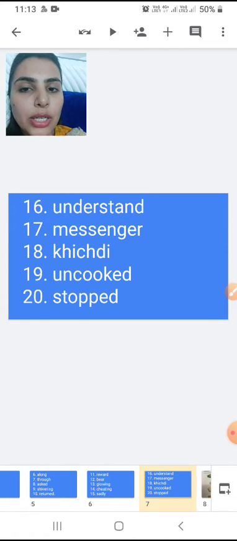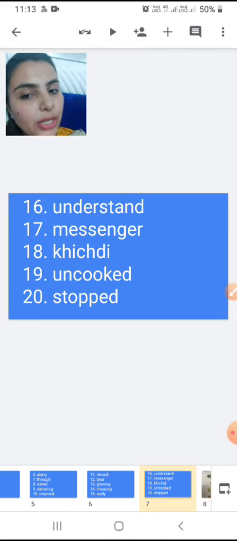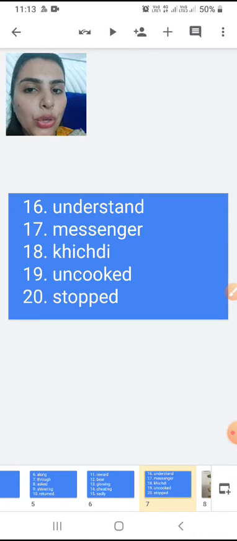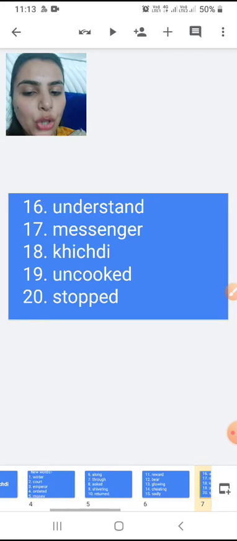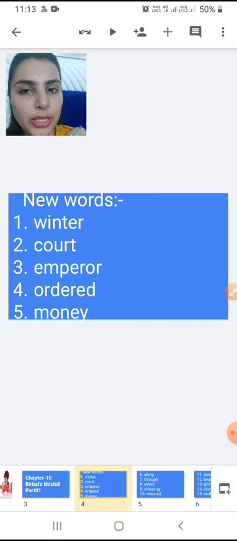18th is khichdi. K-H-I-C-H-D-I, khichdi. 19th is uncooked. U-N-C-O-O-K-E-D, uncooked. 20th is stopped. S-T-O-P-P-E-D, stopped. One more time, see the words, only the pronunciation now.